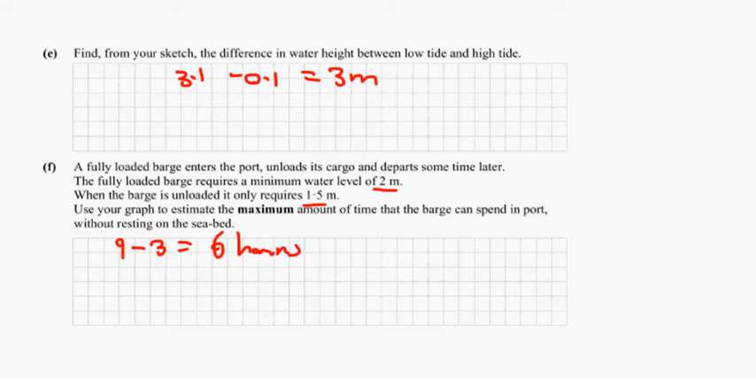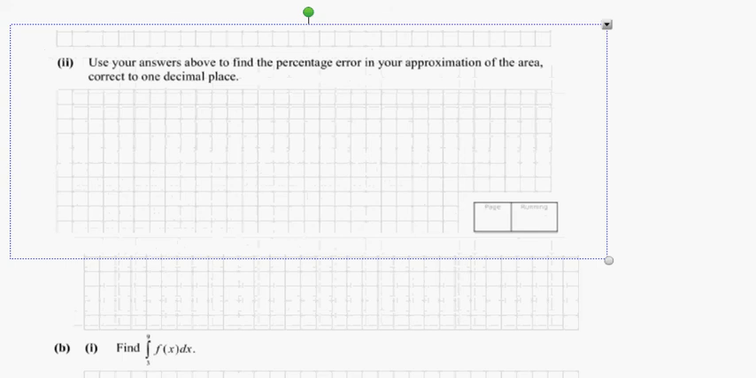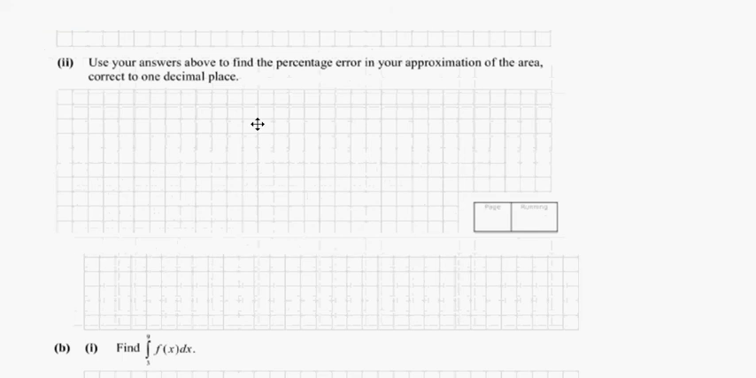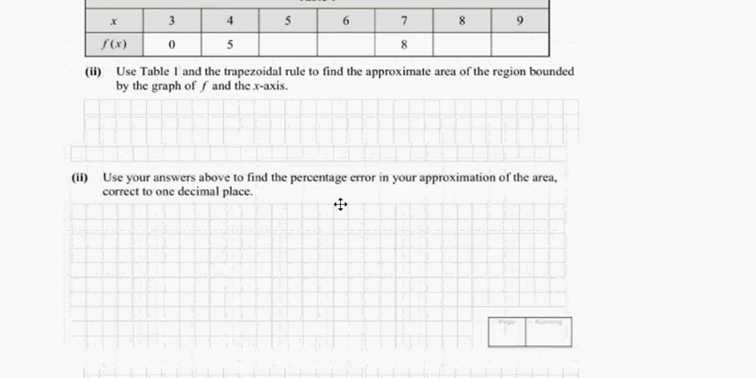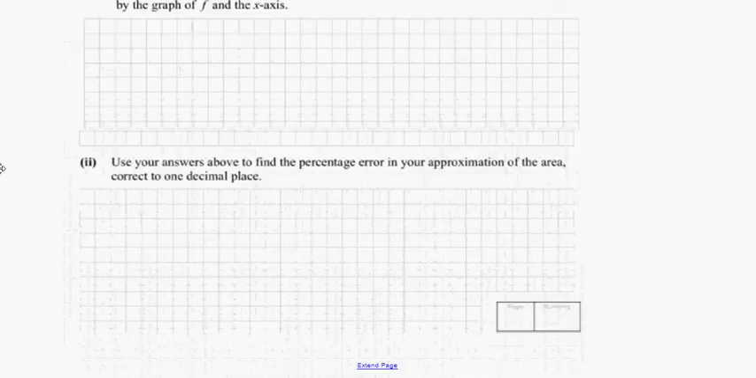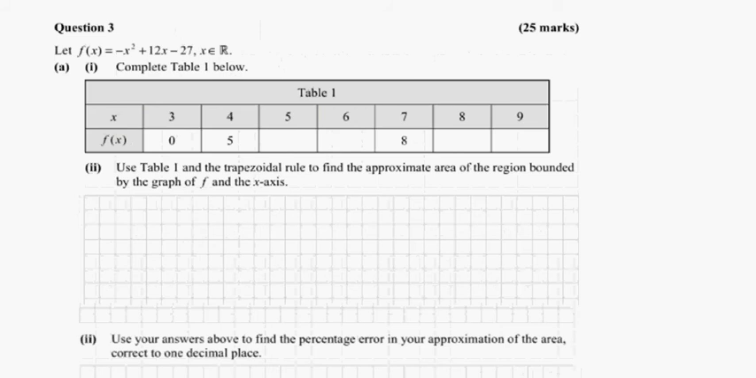Now moving on. What we have here is a table that needs completing. Okay. Now to do this, what we're going to do is just put it into your table function. And what you're all going to get is 0, 5, 8, 9, 8, 5, 0. Fine, use the trapezoidal rule, okay?